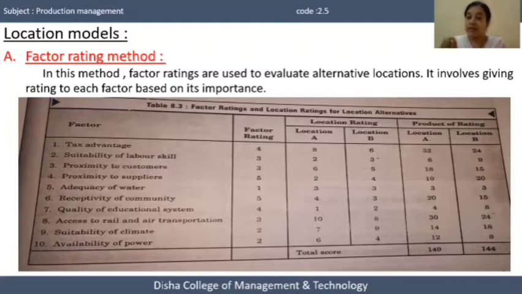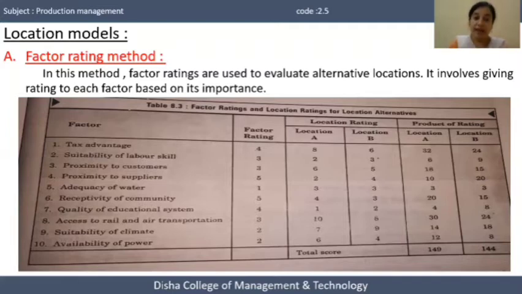Means the location having the highest score, he should select that one for installing his plant. So from this example you can get a clear idea about the factor rating method.